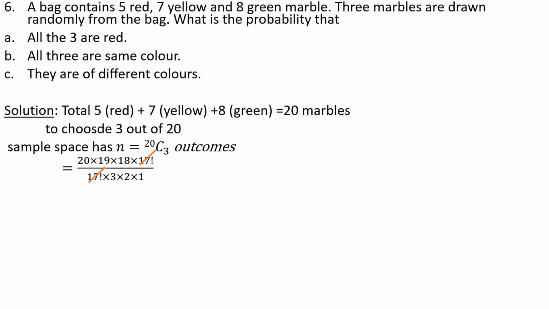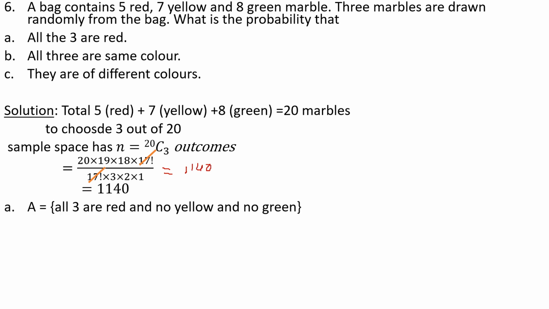That will be equal to 1140. Now let A denote all 3 are red and no yellow and no green. So you have to select only red marbles. There are total 5 red.